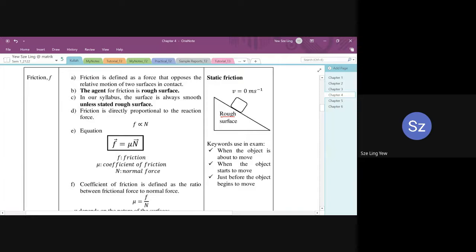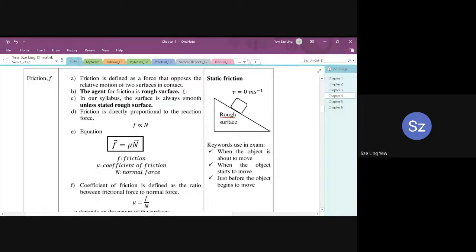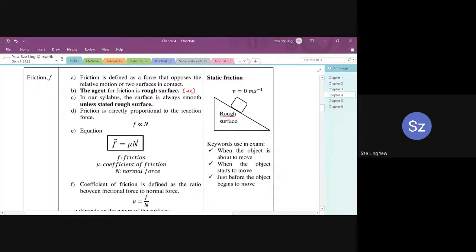We're going to check in our question what type of surface is given. Is it a rough surface or a smooth surface? So the agent for friction is a rough surface. Or sometimes questions will just give you a symbol called mu, the value of mu. Now, what does it mean by mu? If you look at the equations given, it is the coefficient of friction.